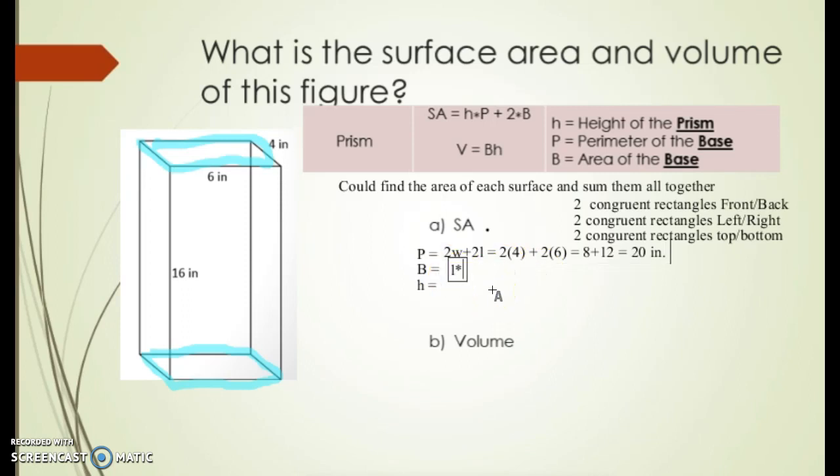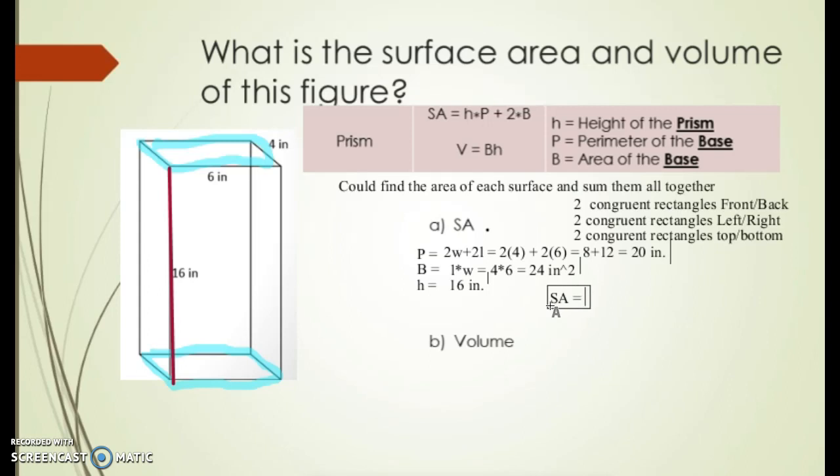The area is length times width. So in this case, it's going to be 4 times 6, and that is 24 inches squared. And then the height is going to be from base to base. So in this case, my height is my 16 inches. And now we can plug those values into the formula.